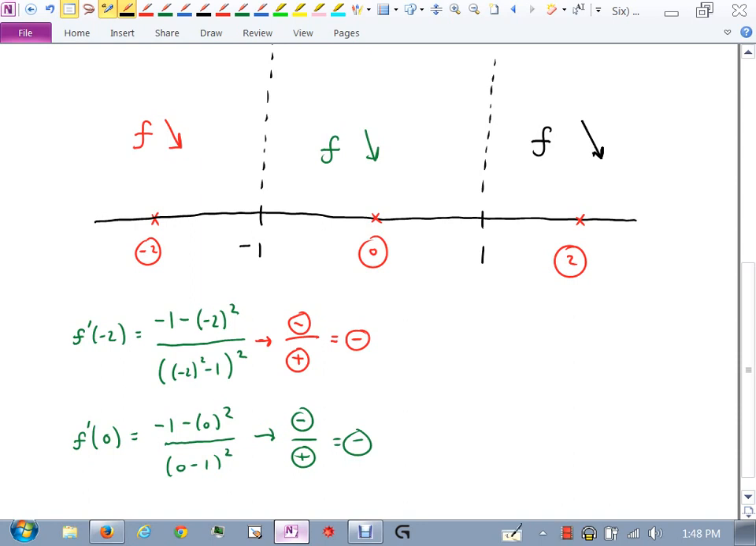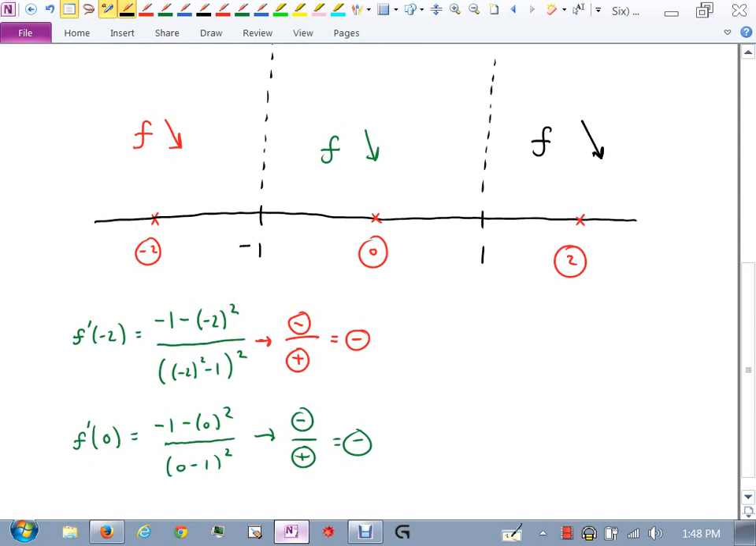Now I'll ask you the same question I asked earlier. Do I have a local max or min? No, because I don't have a change, right? Where is it decreasing? Seems like everywhere. But why can't you say everywhere this time?